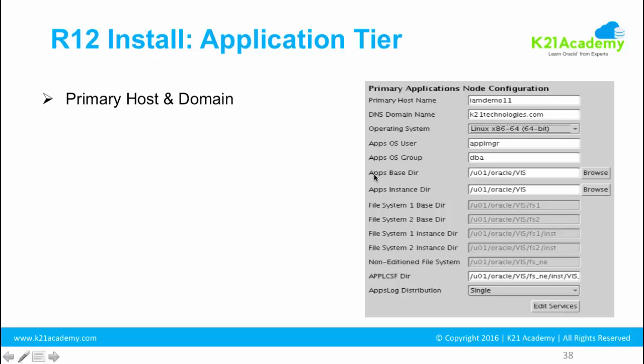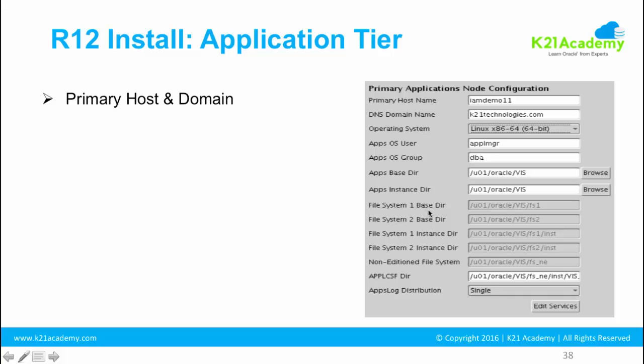Then you have the application tier base directory and the application instance directory. Again, in another module where we look at the file system, we are going to cover what exactly an instance directory is. This instance directory is different from the Oracle instance, which I covered in Oracle Fusion Middleware Concepts. So this is the E-Business Suite instance directory. So you specify where you want to create it, or what the base is.